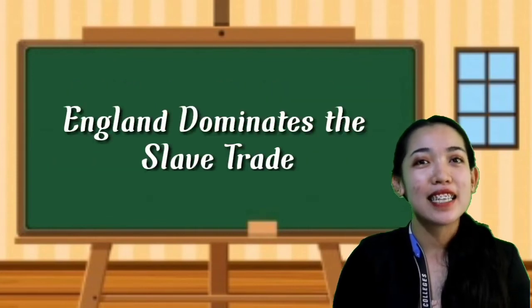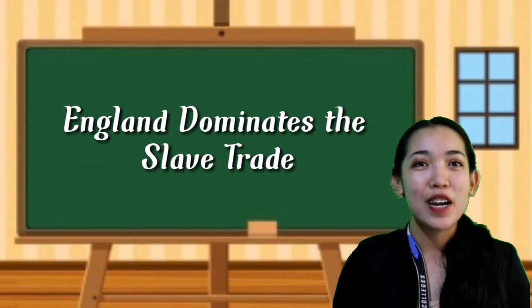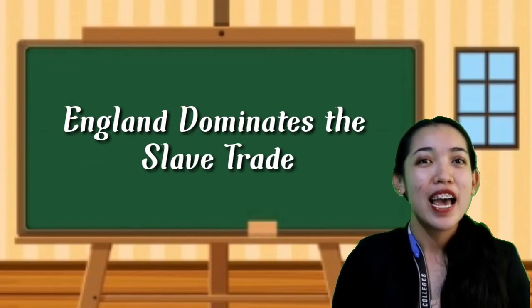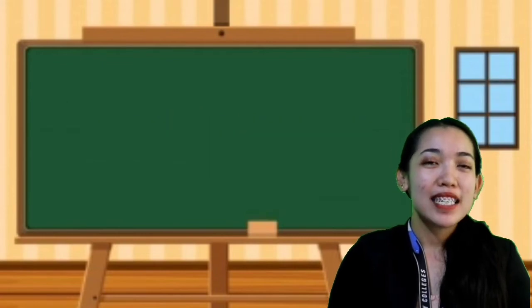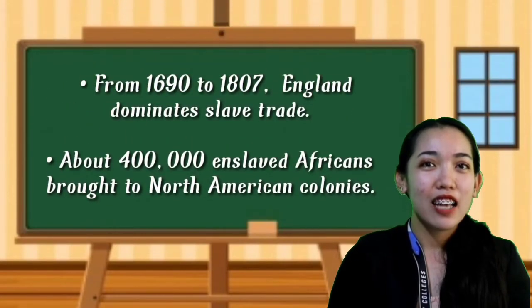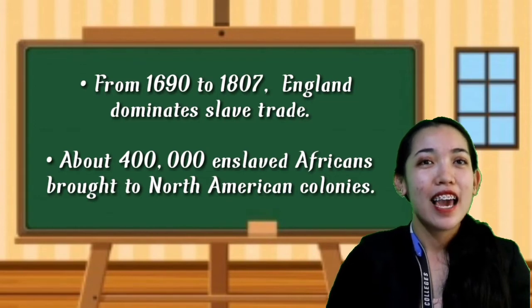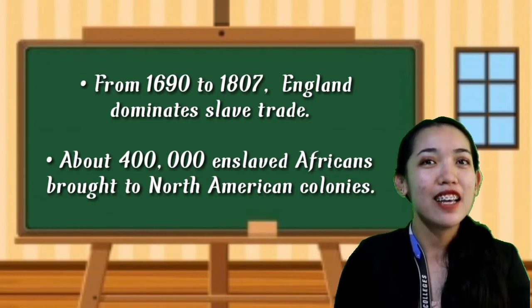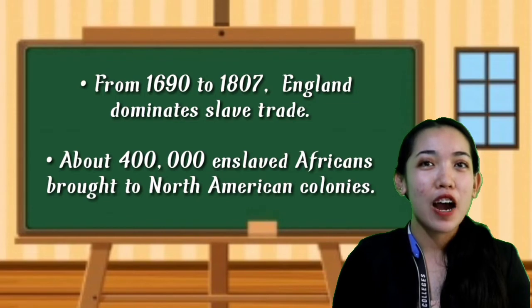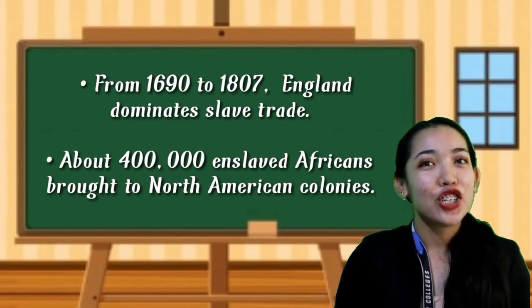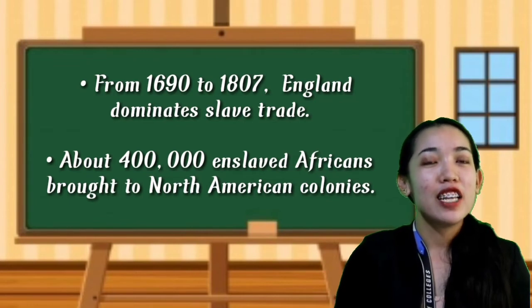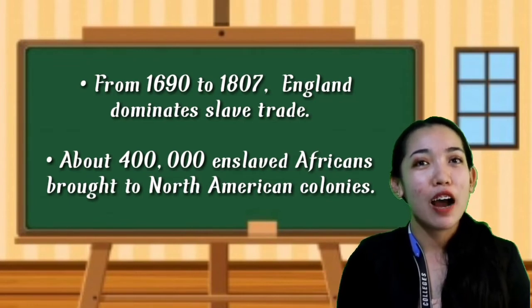England dominates the slave trade. As England's presence in the Americas grew, it came to dominate the Atlantic slave trade. From 1690 until England abolished the slave trade in 1807, it was the leading carrier of enslaved Africans. By the time the slave trade ended, the English had transported nearly 1.7 million Africans.